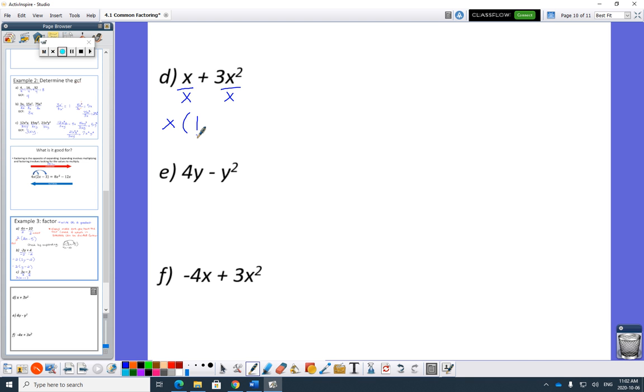3x squared, divided by x. Can't do anything with the 3, or 3 divided by 1 stays as 3. And then whether you think of it as canceling or 2 minus 1 becomes 1. And again, you should not get a negative exponent, okay?